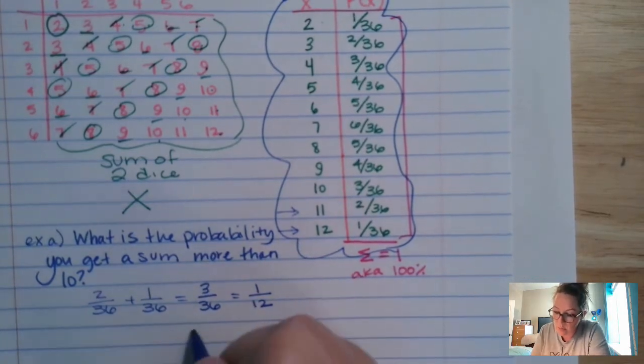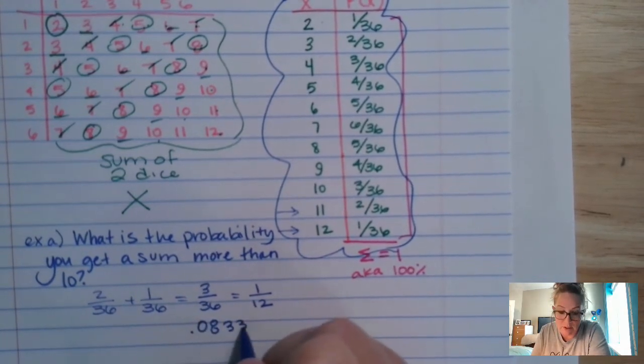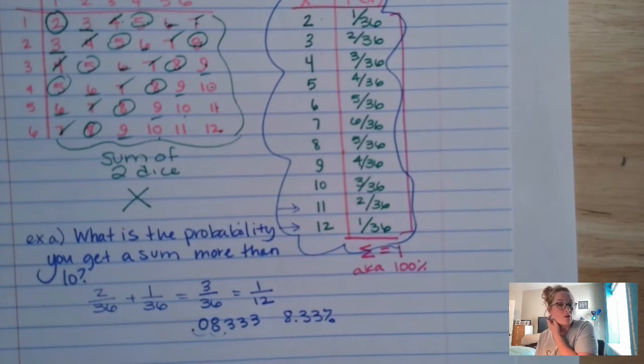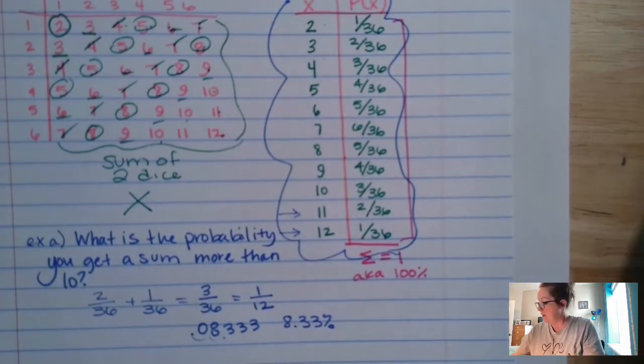If you wanted to put it into a percent, let's find out what that percent is. I get 0.08333, so I can say 8.33%. Okay, let's try one more.